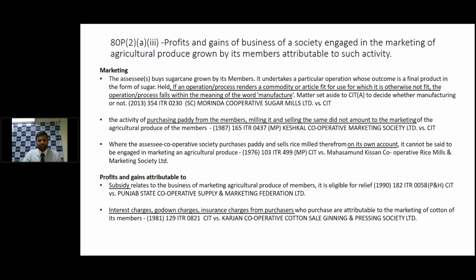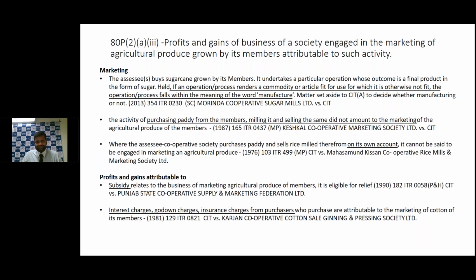Matter came up before Supreme Court in Morinda Cooperative Sugar Mills. Department argued that it is nothing but manufacturing, not processing, and therefore 80P(2)(a)(iii) should not apply. Supreme Court, after laying down guidelines on what do you mean by manufacturing, has remanded the case to CIT to decide whether processing of sugarcane into sugar amounts to manufacturing or not.